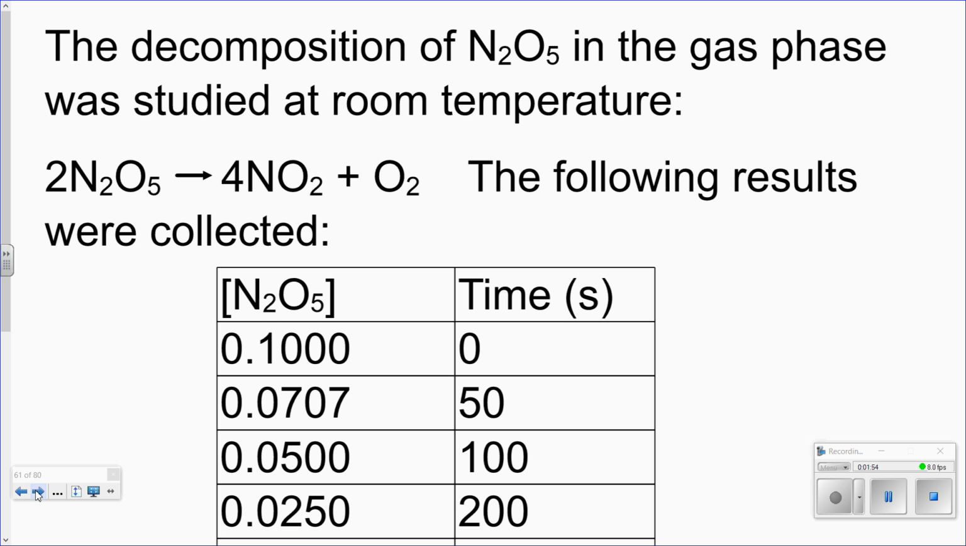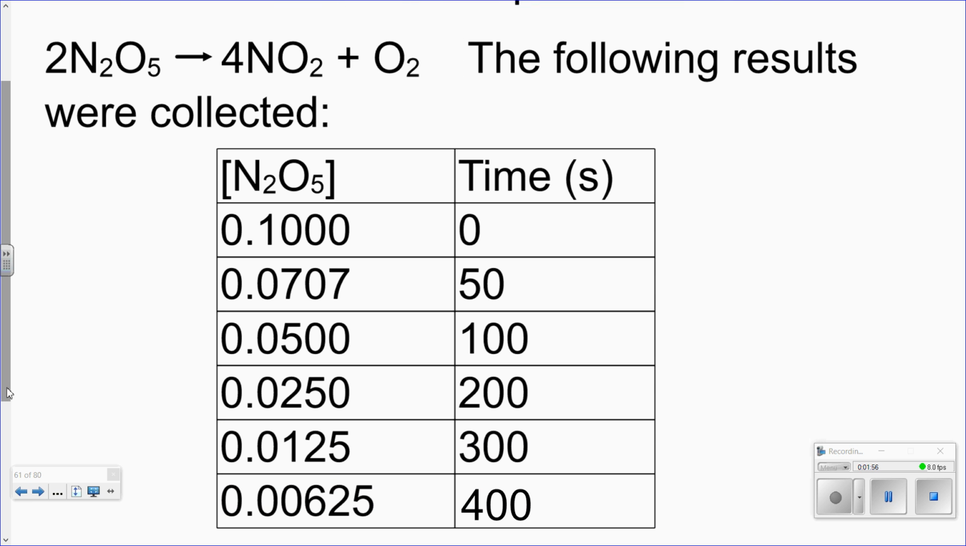Now notice the data looks different than what we looked at before. Now we have a concentration of N2O5 versus time, which is exactly what I said it was. So as time progresses, the concentration goes down. We know that's going to happen, and it seems to go down at a decreasing rate. So this is somewhat exponential, but we're not going to worry about that because we're not dealing with calculus here.